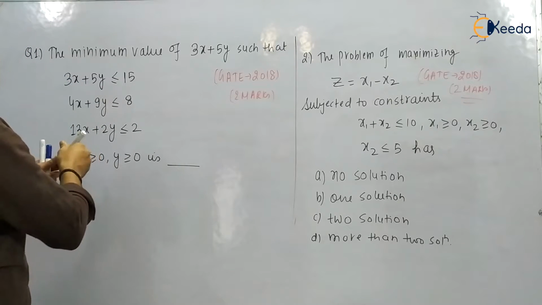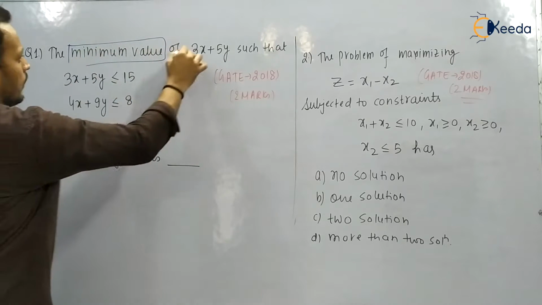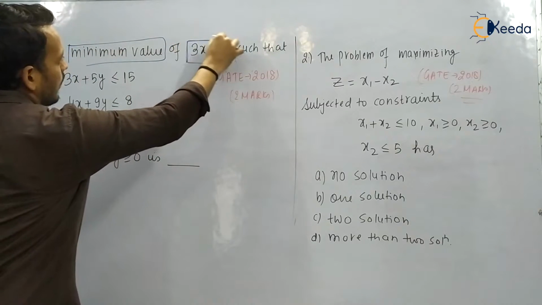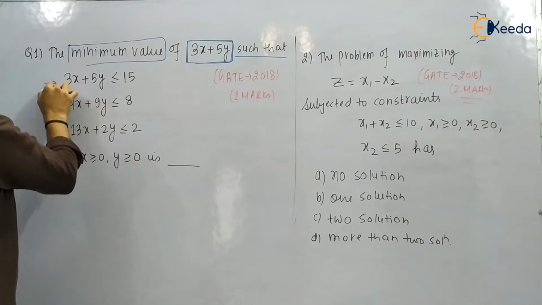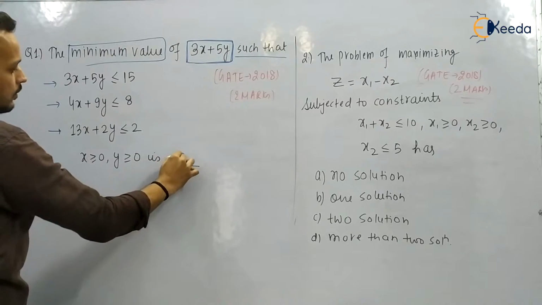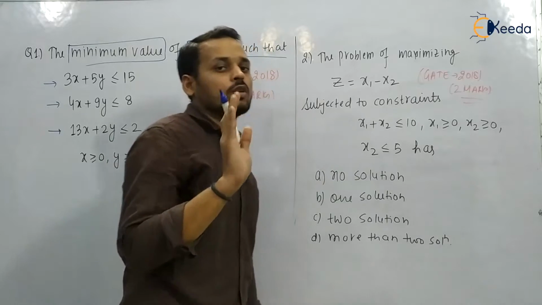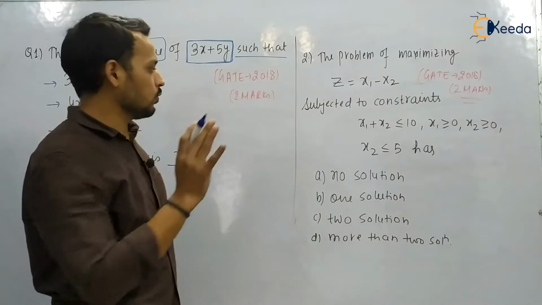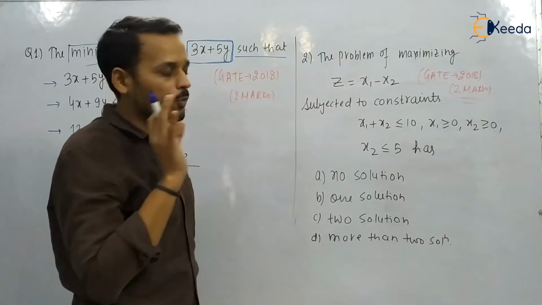They are asking the minimum value of 3x plus 5y such that these are the constraints. These three constraints have been given and they are asking the minimum value. So you know how to plot the graph. Just plot the constraints, find the feasible region and look for the solution. Which solution? Minimum, so minimum is the optimal.